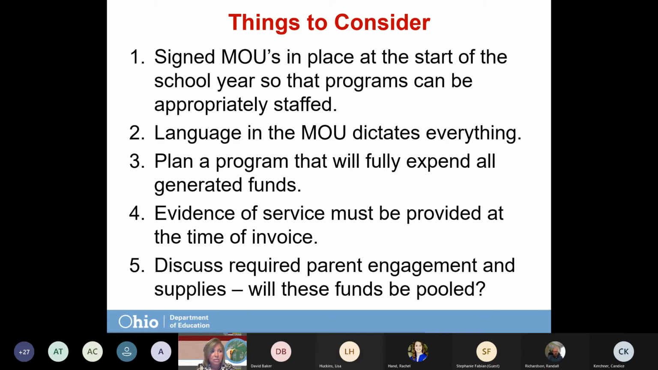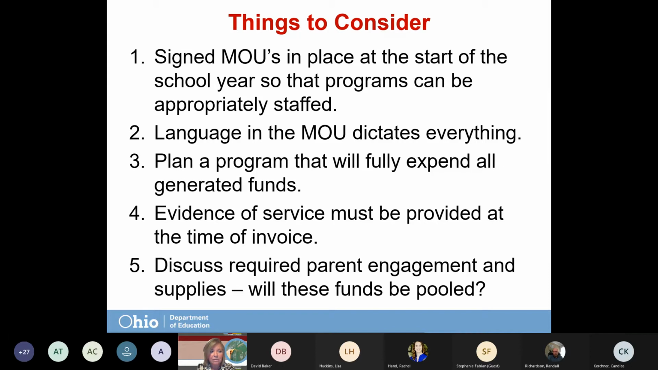In consultation with your non-public schools, you should plan a program that will fully expend your FY22 service amount and any FY21 carryover that you may have. Remember, there is a 10% cap on supplies and equipment. In addition to academic supports, Title I funds may be used for social emotional supports, parent engagement, and professional development. Plan a program to fully expend those funds in the year in which they are awarded.